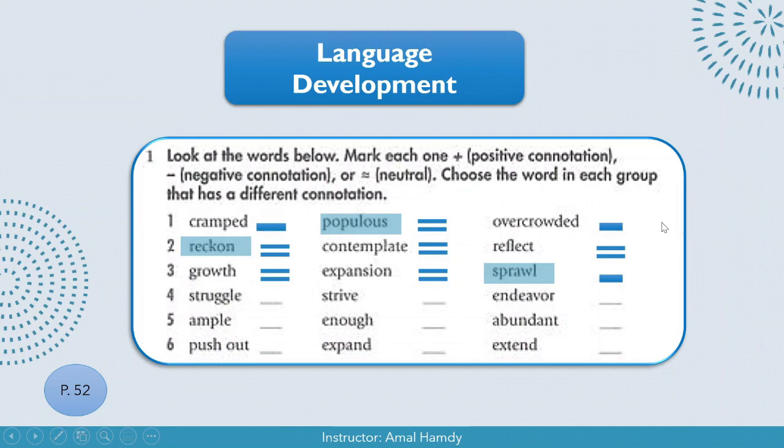Number 4, struggle, strive, and endeavor. So struggle, I think most of you know it. I could say, for example, I'm struggling to keep up with my lectures. So this has a negative connotation.